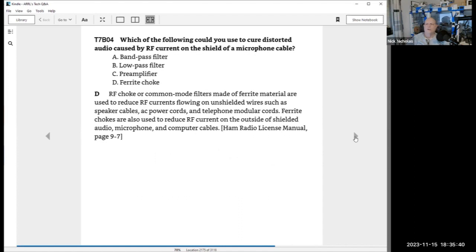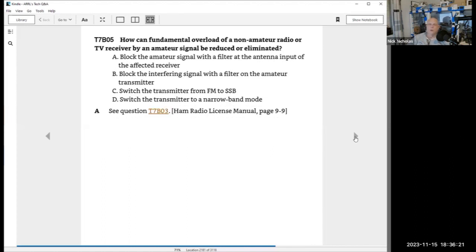Which of the following could you use to cure distorted audio caused by RF currents on the shield of a microphone cable? Well, a microphone cable is audio level. RF chokes are designed to eliminate or reduce the flow through a conductor of RF signals. And if you've got an RF signal on your audio cable, a ferrite choke, which is an RF choke, would probably solve the problem. Not always, but most of the time.